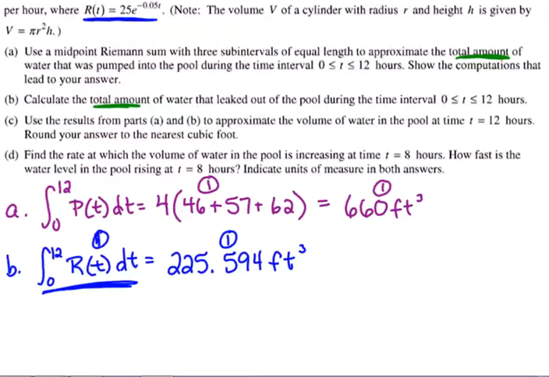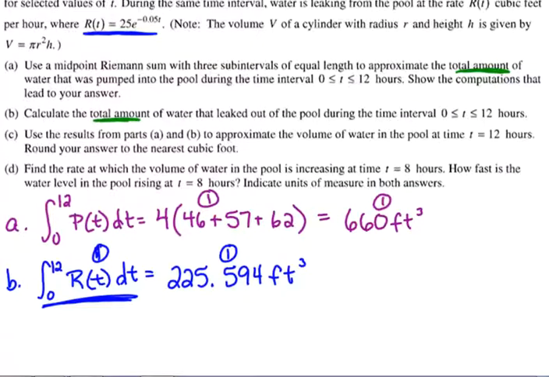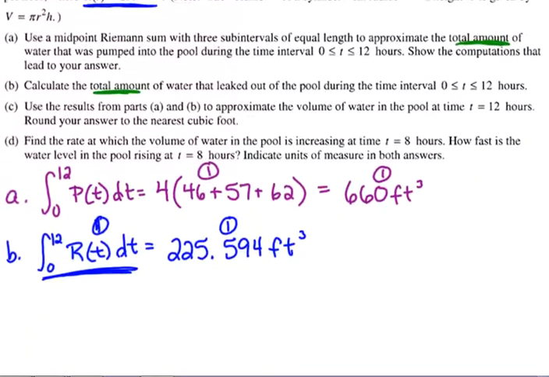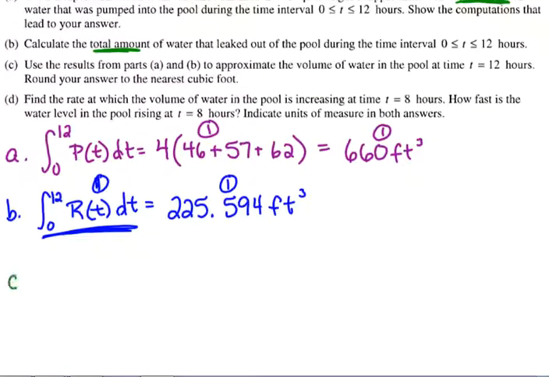Part C, use the results from parts A and B to approximate the volume of water in the pool at time 12 hours. Well, hello. Let's see here. What does it say? We start with, and this is what most people are going to forget. Most people are just going to take, we pumped in 660, we leaked 225. Most people are going to forget this initial condition. It started with 1,000 cubic feet. So we start with 1,000.